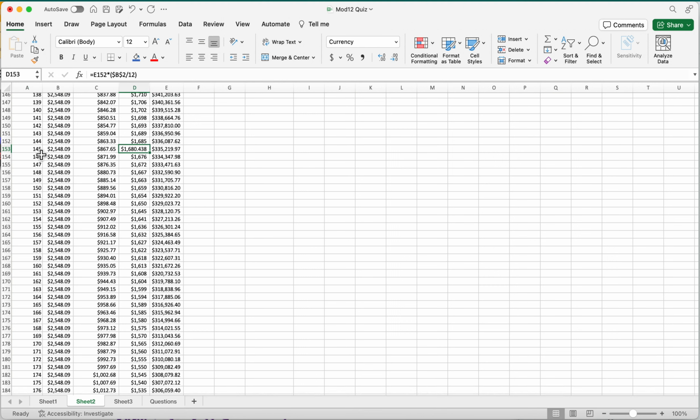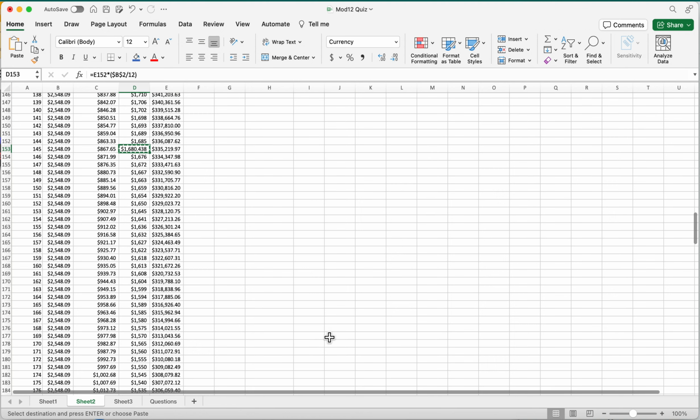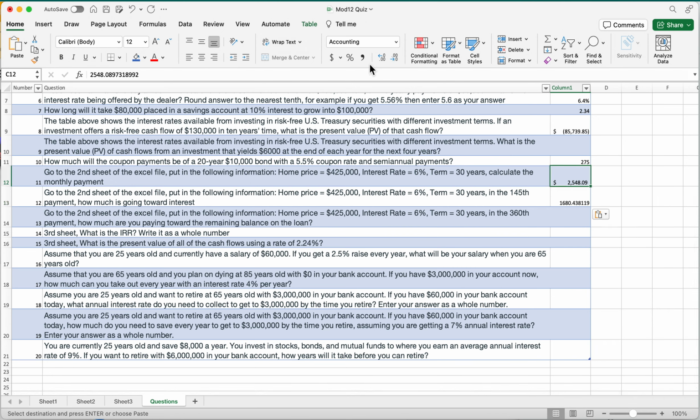So for you, you're going to go down to 145 and go to the third column. This number right here, that is your interest payment. So you're paying this much money every month. When you get to the 145th month, that is how much is actually going to interest. The difference there is going to the balance on the loan.